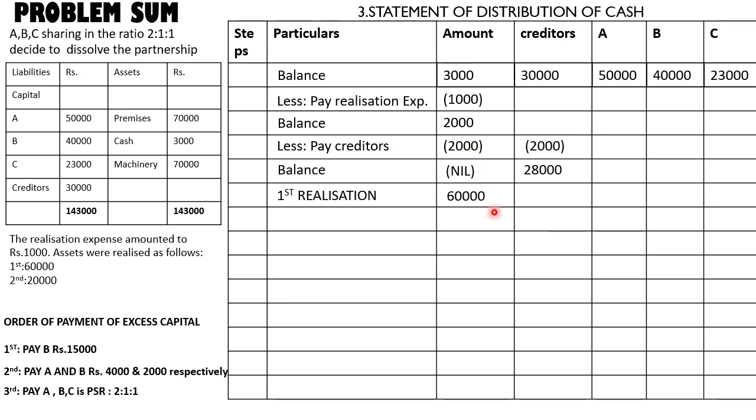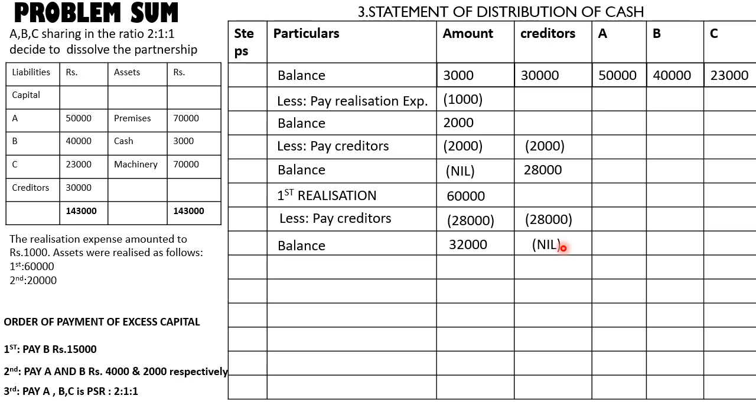So the very first thing that we need to still pay is the creditors. Creditors balance is still 28,000. We have sufficient amount to clear that. So less: pay creditors 28,000. So the balance now we'll have is 60,000 minus 28,000, which is 32,000, and the creditors have been cleared. So all the outside liability has been cleared. So now amount is still available with us. So now we have to start paying out the internal partners.